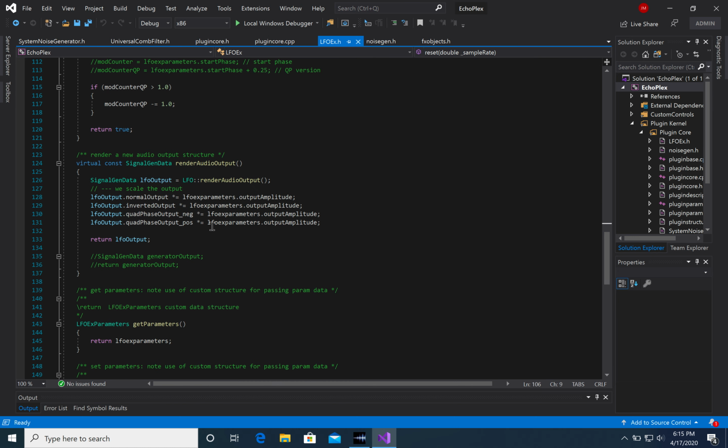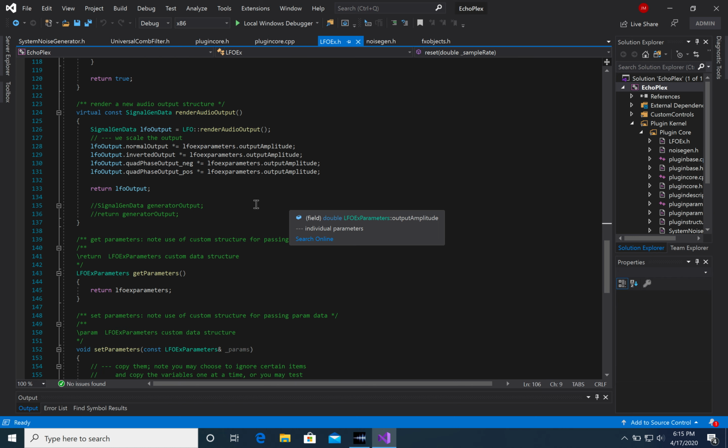Keep going. We have the output stage, where we have 4 possible outputs. We have normal output, inverted output, and then quad phase output, negative and positive. And all of these are adjusted or multiplied by our output amplitude. So you can either grow or lessen the signal. And this is one of our knobs that I showed in the structure above.